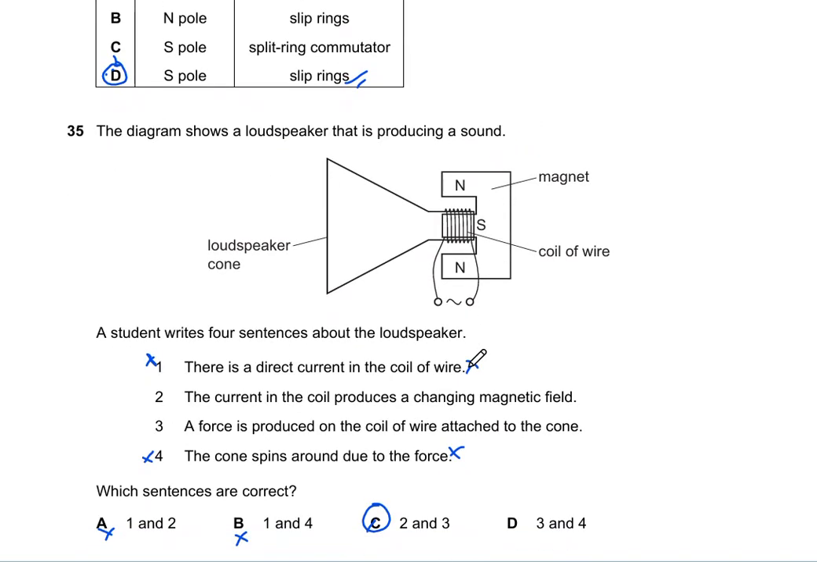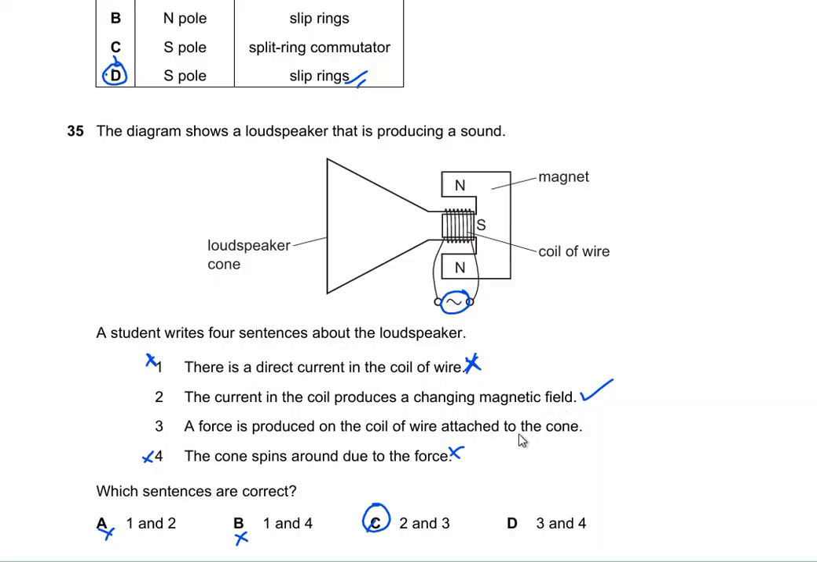Loudspeaker, again, an electromagnet. So first of all, this sign means AC current. So direct current, no. The current in the coil produces a changing magnetic field. I mean, when the electrons are changing direction in an AC current, an alternating magnetic field is produced. So yeah, a changing magnetic field is produced.